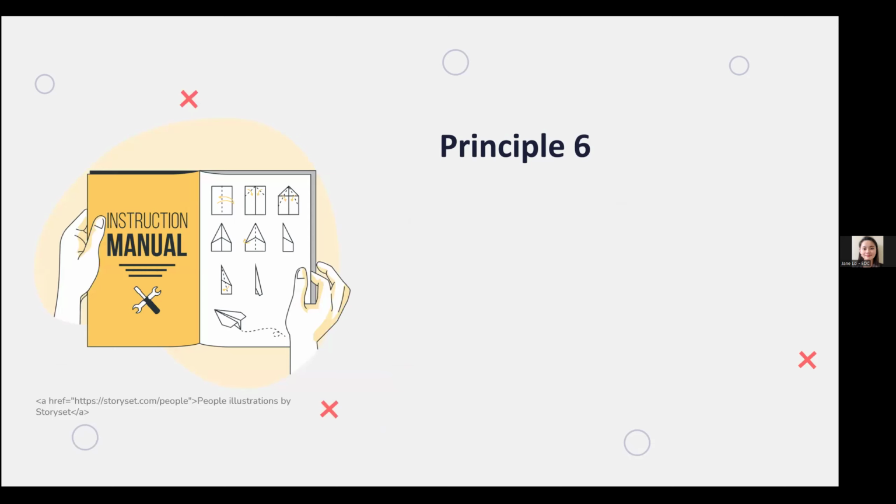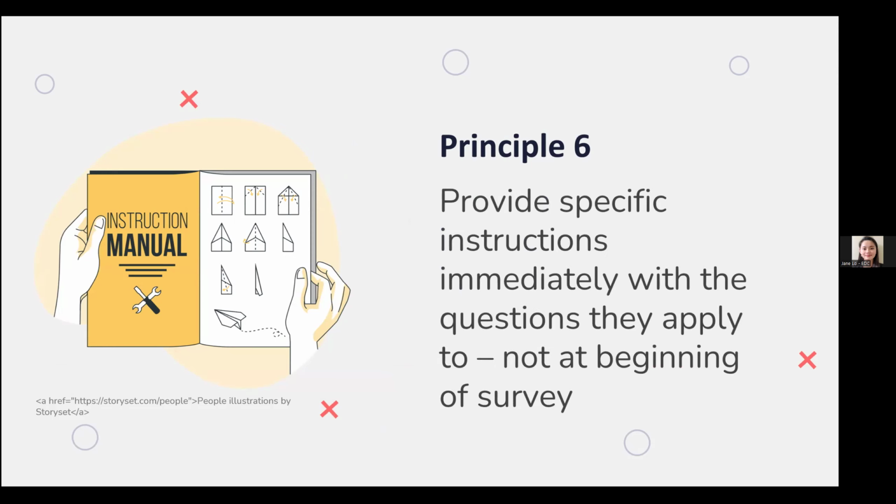Principle 6 is a little bit similar to Principle 5, which is to place instructions where they're needed. As you can see from the graphic on the left, it is an instructional manual, and it has little graphics showing you specifically how to fold an origami. How it differs from Principle 5 is that instead of listing instructions at the very top of the survey, put them right next to the question, like what we were saying for Principle 5.